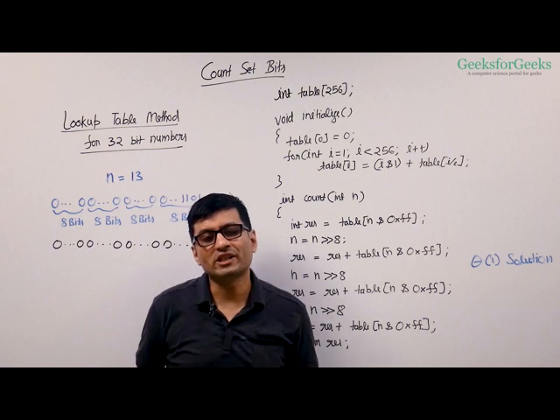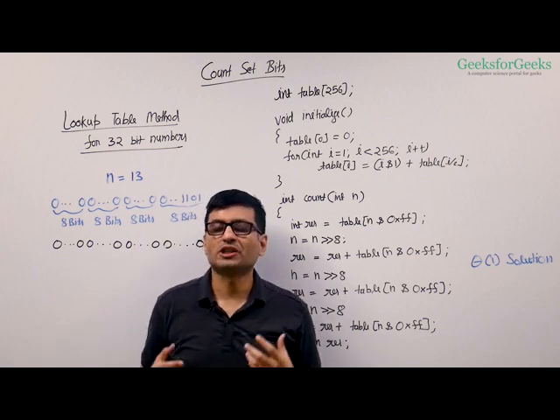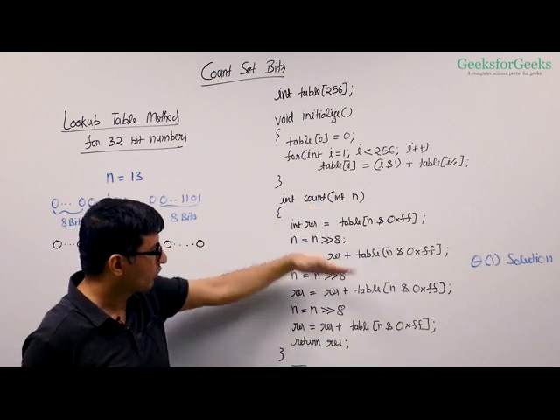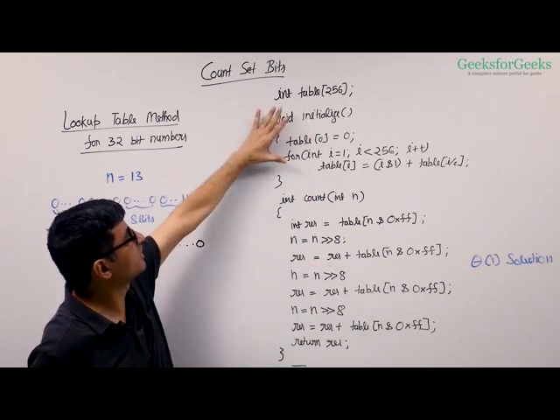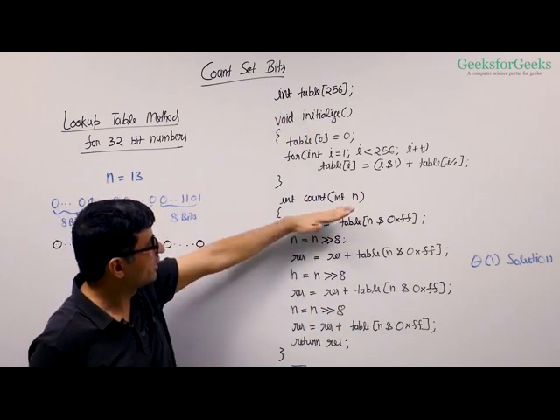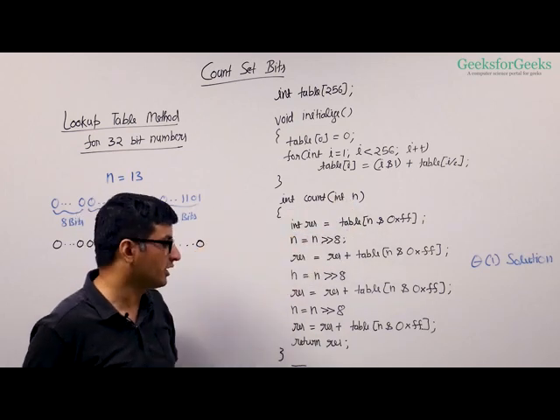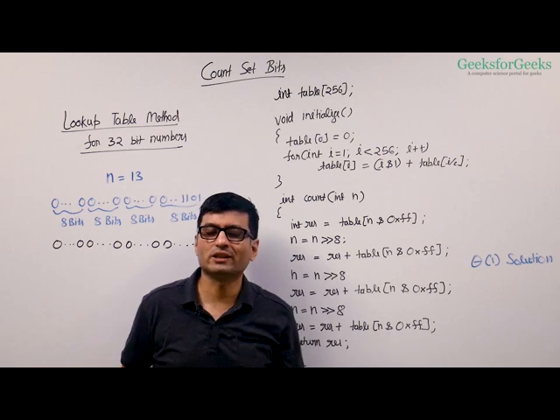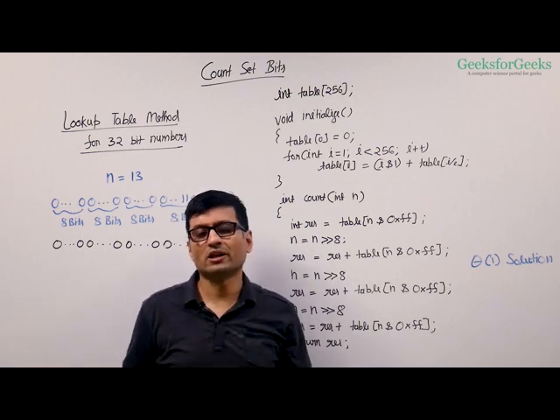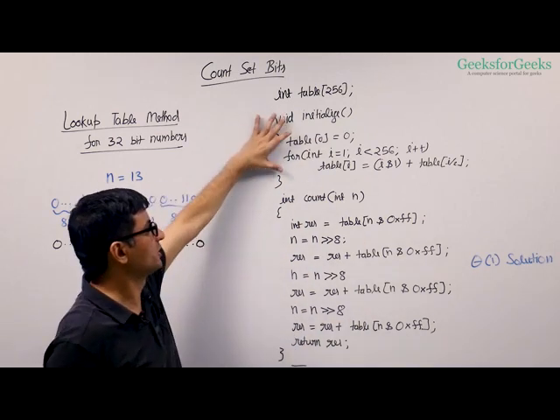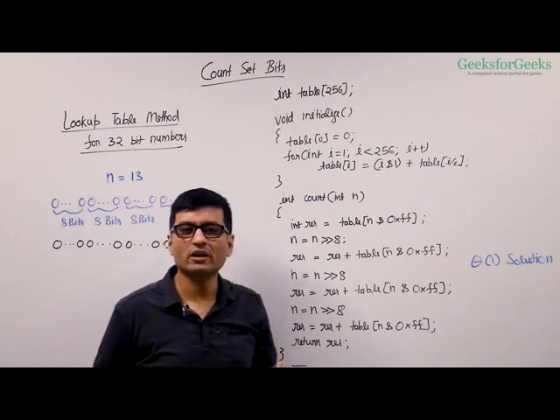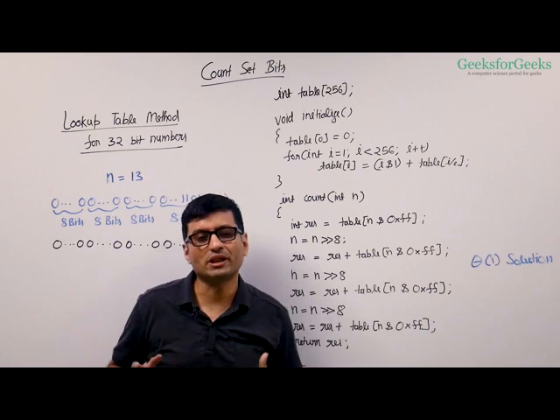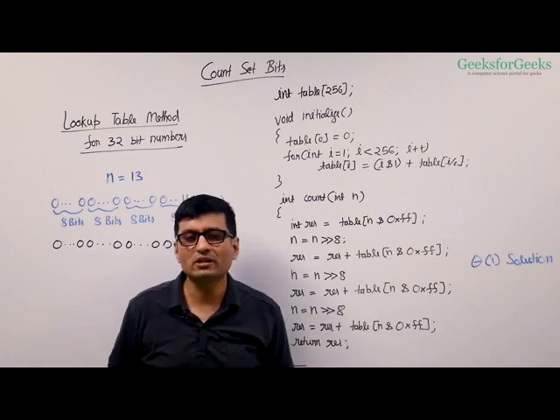If you want to extend this solution for 64-bit numbers, you will just have to do it 4 more times, right? And you can use the same function here. Here you are doing it 4 times, then you will do it 8 times. So this is a lookup table solution that works in theta 1 time under the assumption that you've already done these computations. You've pre-computed this table. Now all calls of count set bits for all the numbers work in theta 1 time.